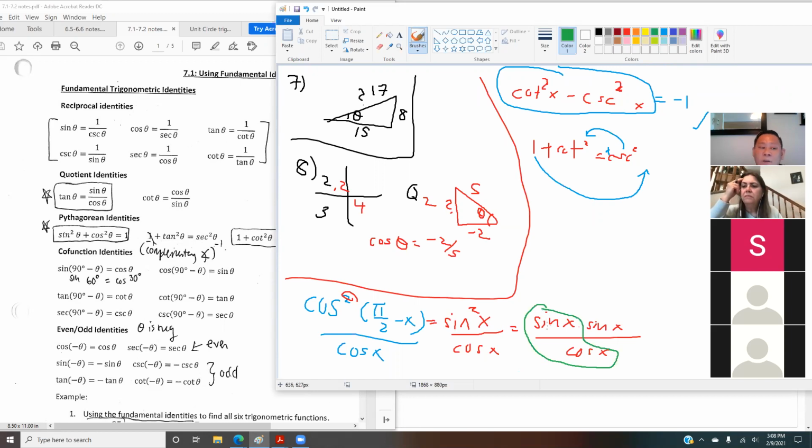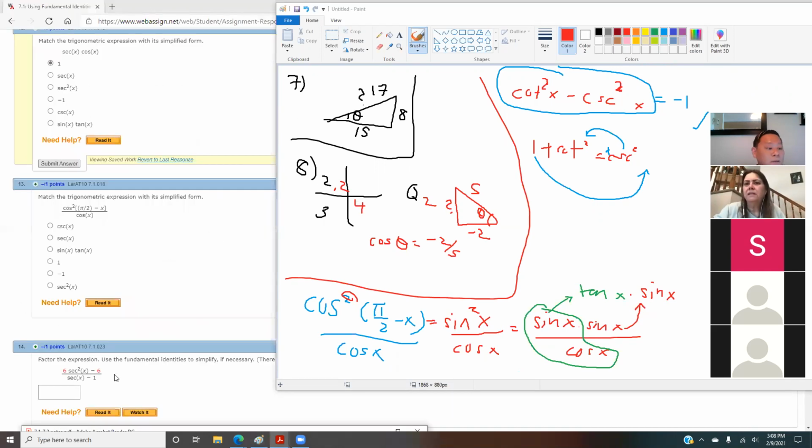And what is sine x over cosine x? It's one of the identities again. This gives us tangent x. And don't forget, you still have what left over? The sine x left over. So your answer in this case is tangent x times sine x, which is this one.